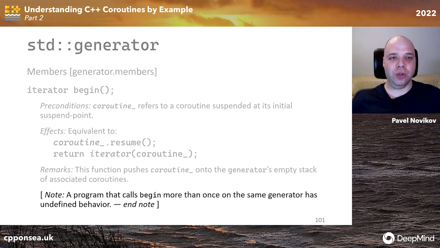something that is non-const, something that changes the observable state, but at the same time, we have no way to observe the state that is changed. And moreover, the proposal and the standard says that begin can be called only once on one instance, and calling begin again is undefined behavior.